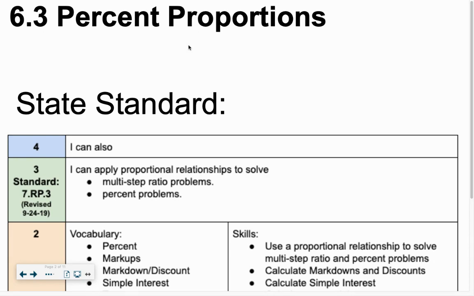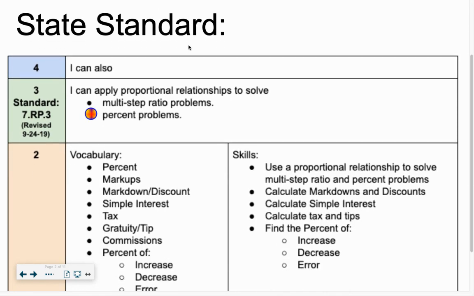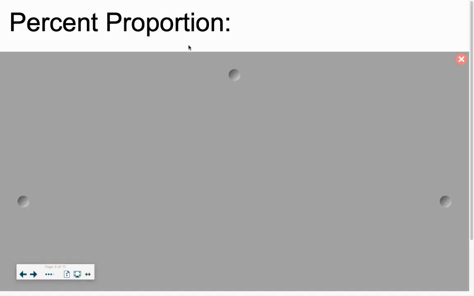Chapter 6, Lesson 3, Percent Proportion. This lesson and the next lesson all talk about solving percent problems. So we look at two different ways to solve those, where you can see over here in the skills that we're going to use proportional relationships to solve multi-step ratio and percent problems. Now when we talk about that, today you can see it all in front of you, but it looks scary, this slide, but it is not.